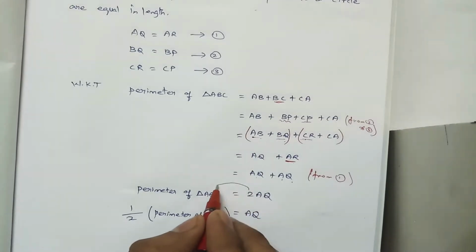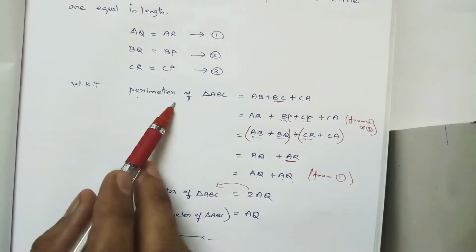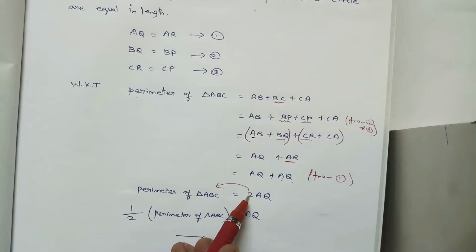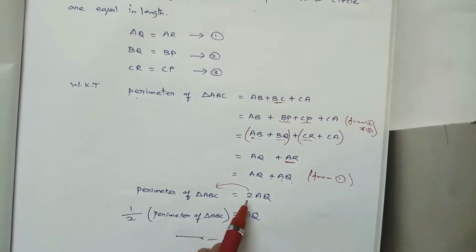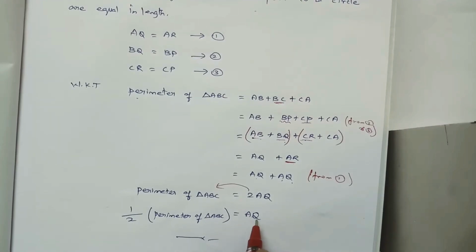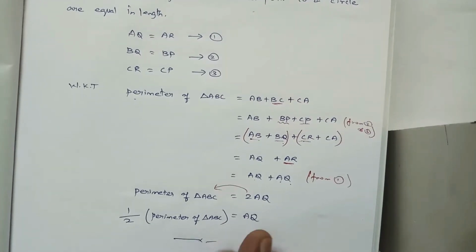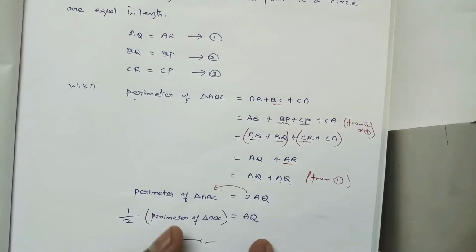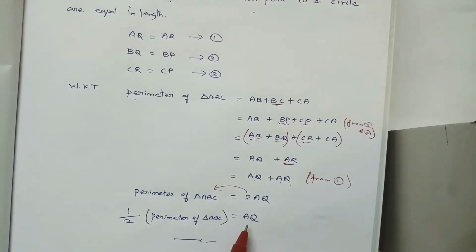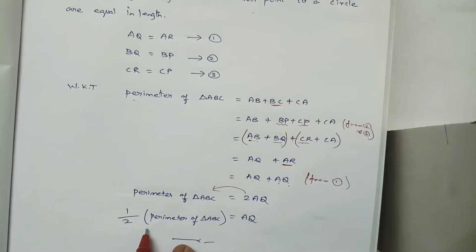Just taking this 2 to the LHS. What is the LHS? The perimeter of triangle ABC. Taking the 2 to the LHS, multiply will become divide, so 1 by 2 into the perimeter of triangle ABC. So AQ is equal to half of the perimeter of triangle ABC. Understood? So what is the property? The length of the tangent is equal to half of the perimeter of triangle ABC, right?